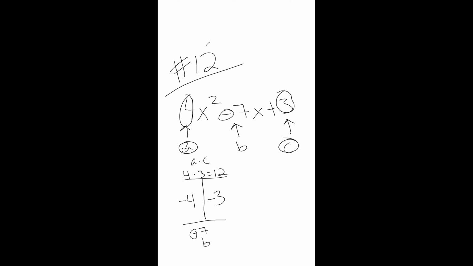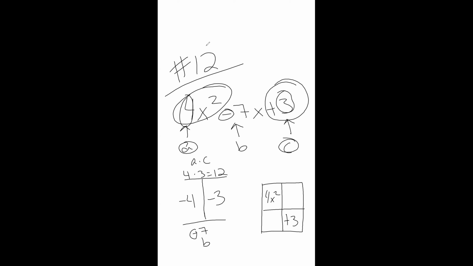Okay, the next step is we're doing the box method, but in reverse. The number that goes in this box is 4x squared, this first box. Starting to look familiar? And then the next number in that last box is this plus 3. So again, you use A and C right here every time.